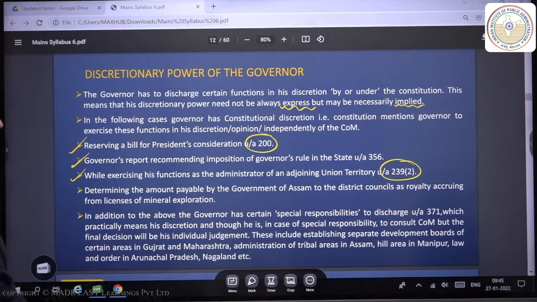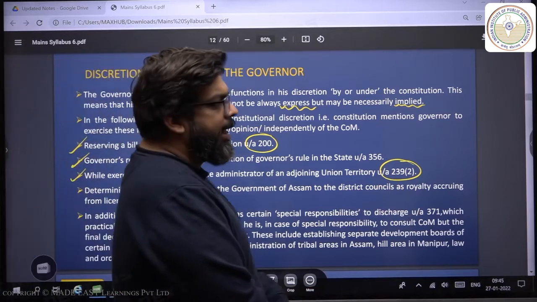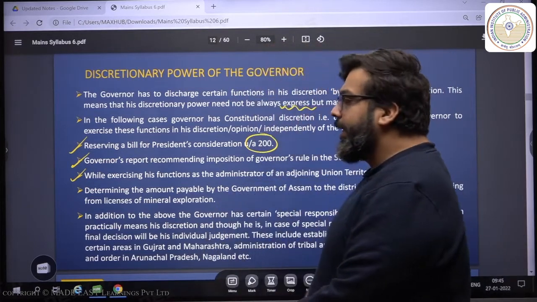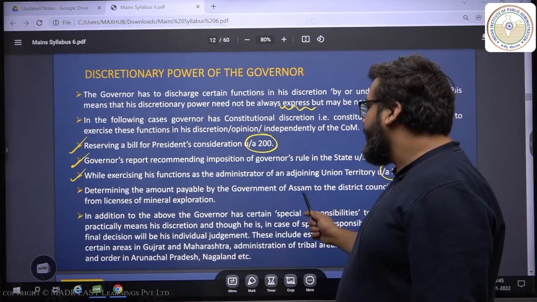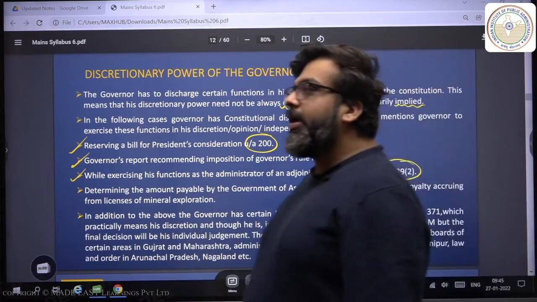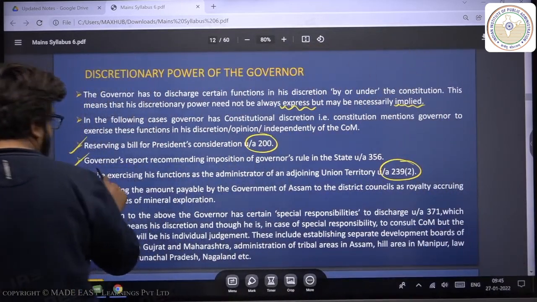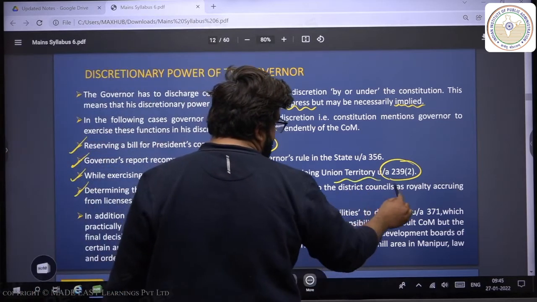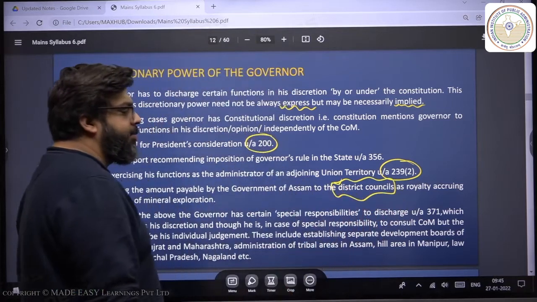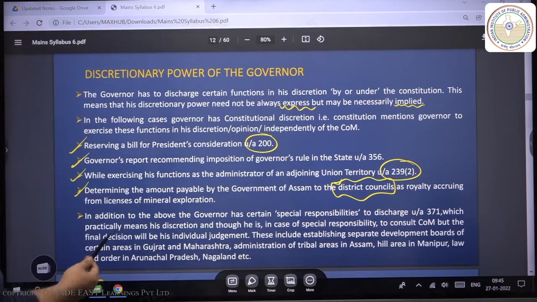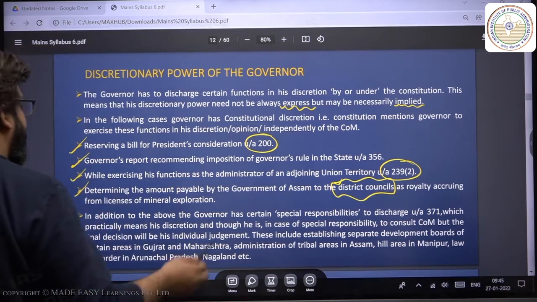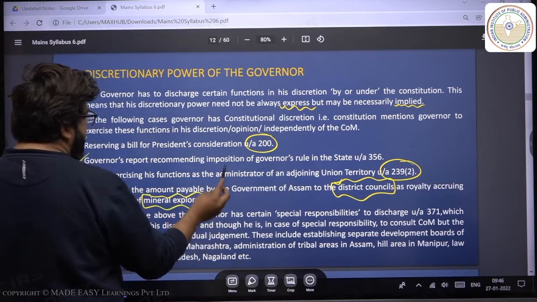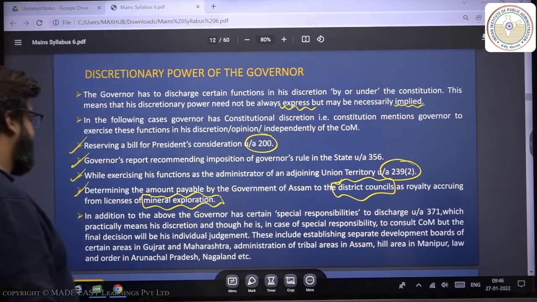And this is also logical because the union territory is a centrally administered region to begin with, and very specifically some special powers given in the context of Assam, where the governor gets to decide how much money the state government of Assam should be paying to the autonomous district councils of Assam as a royalty which they are entitled to if there are any mines and mineral exploration exercises that happen in the region, right?